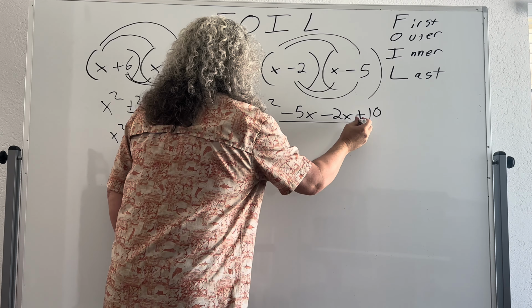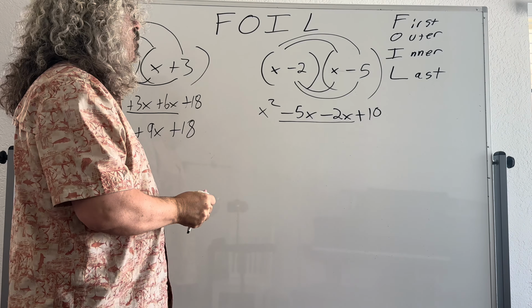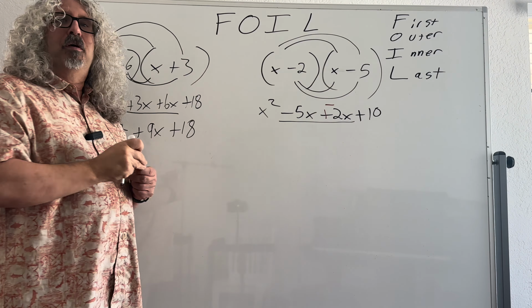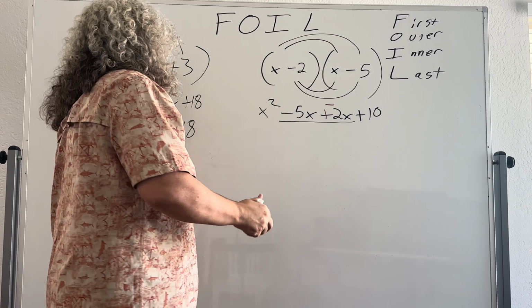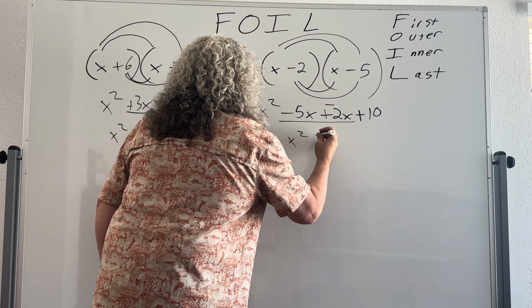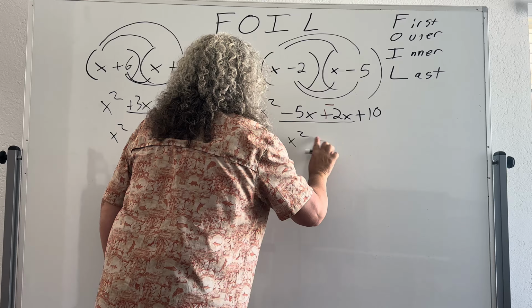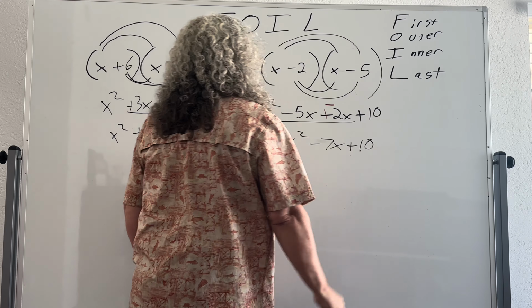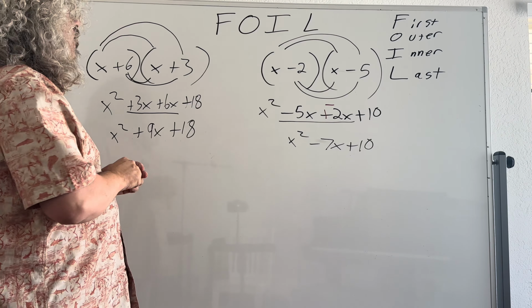I then have to combine these guys in the middle. And remember the rule about subtracting: add a line, change the sign. So that's really negative 5 plus negative 2. So I'm going to get x squared minus 7x plus 10.